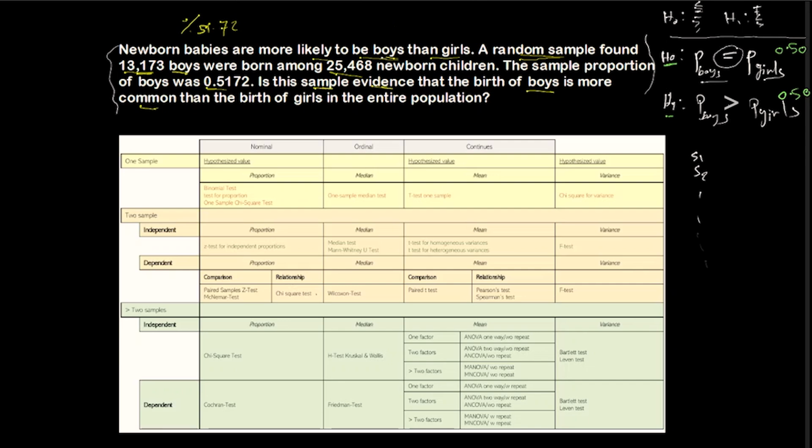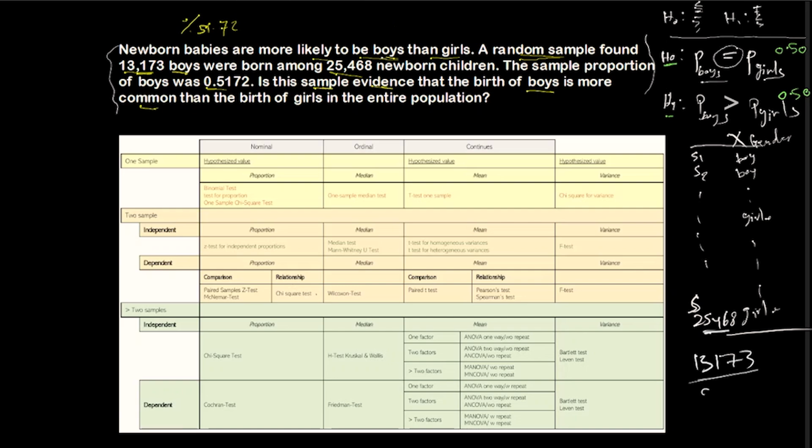I got a number of 25,468 subjects, right? I could have captured a variable, and this variable happens to be the gender. And at the end, what happened, I counted 13,173. Out of this number, which is 25,468, happens to be boys. This is a proportion of 51.72%. I would say it's more likely newborn babies are boys than girls, according to my finding from this sample.